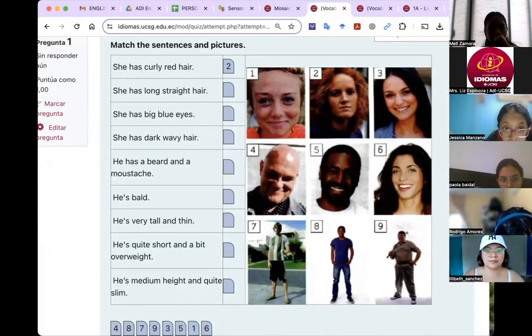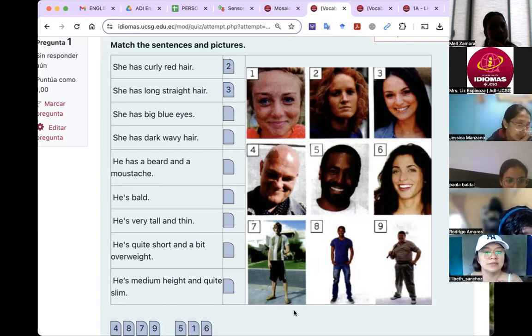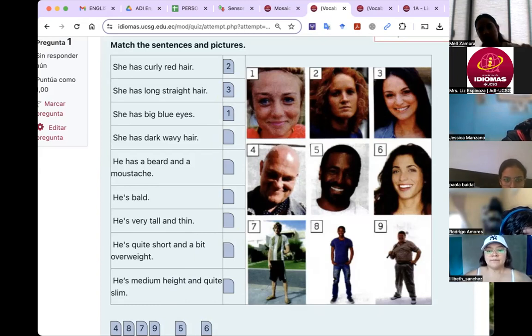Jessica, Paola, Rodrigo, Lilibet, Gaby. She has long, straight hair. 3. Okay, thank you, Jessica. Another one. She has big blue eyes. Wow. Thank you. Next one.